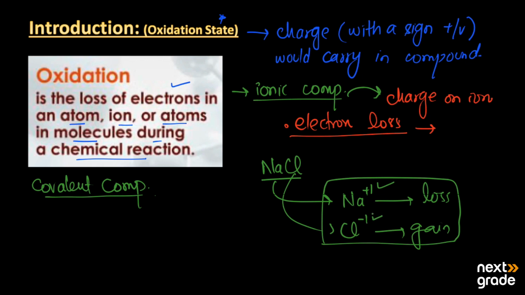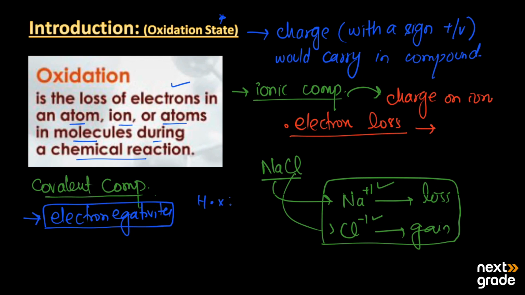On the other hand, when we are talking about covalent compounds, their oxidation state can only be decided on the basis of the difference in their electronegativities. And electronegativity is simple: the ability of an atom to attract the shared electrons towards itself. This ability is known as electronegativity, and the oxidation state depends upon the relative electronegativities.